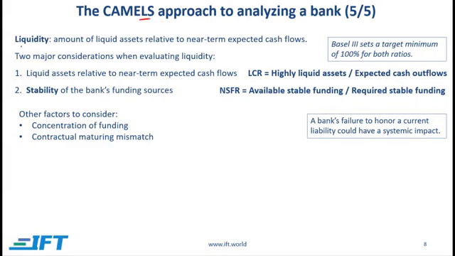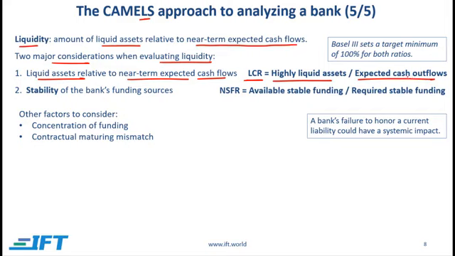The fifth component is liquidity. This has to do with the amount of liquid assets relative to near-term expected cash flows. And there are two major considerations when evaluating liquidity. The first is exactly what we just said, which is liquid assets relative to near-term expected cash flows. The relevant ratio is the liquidity coverage ratio, which is highly liquid assets divided by expected cash flows in a certain period. According to Basel III, the minimum requirement here is 100%, which means that we need to have liquid assets at least equal to the expected cash outflows.